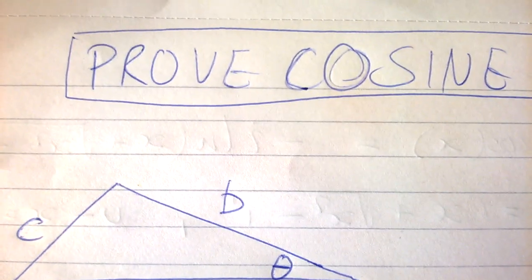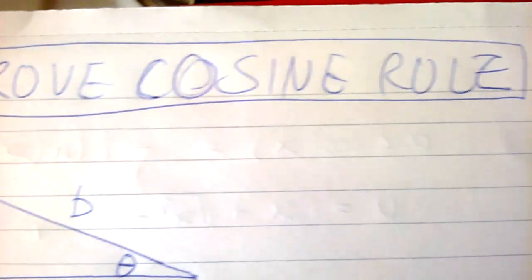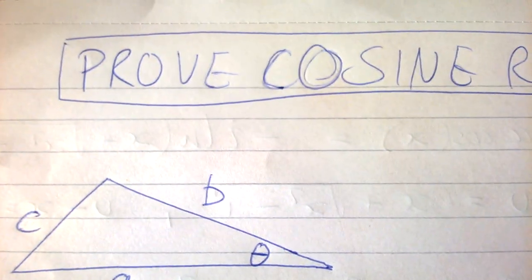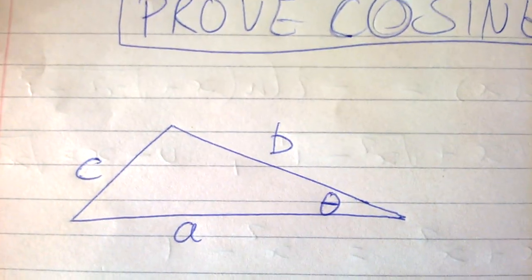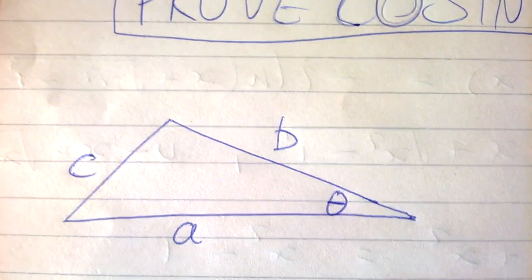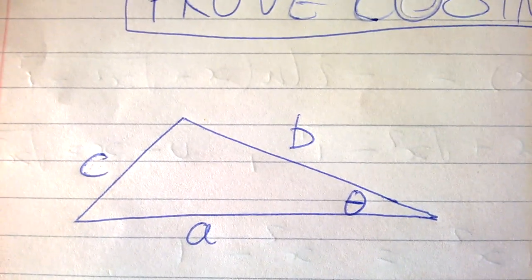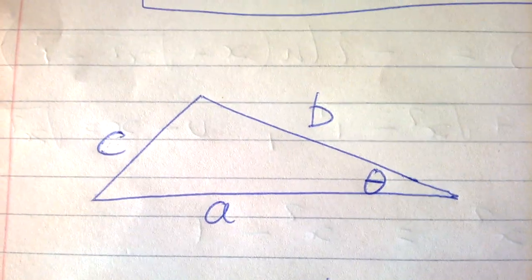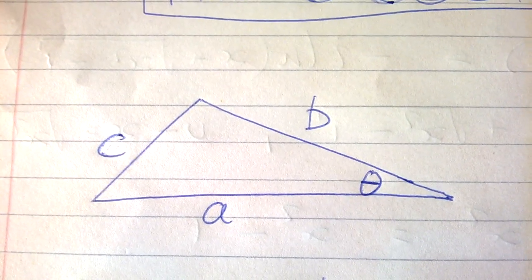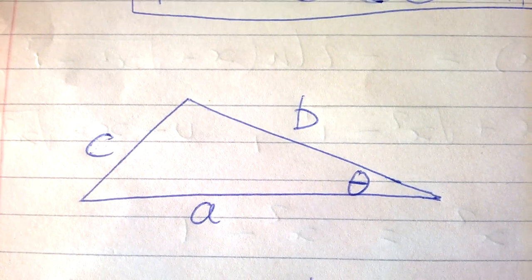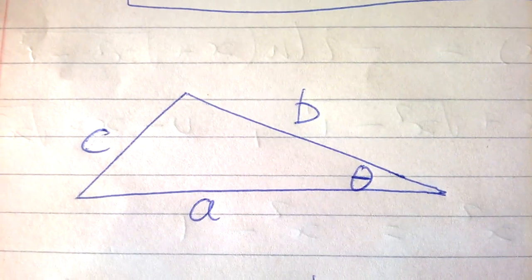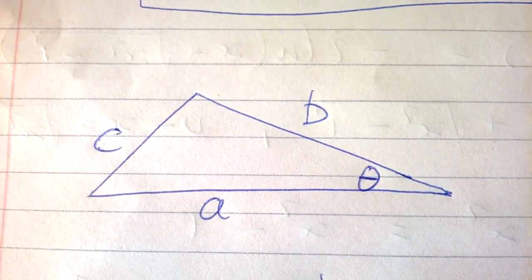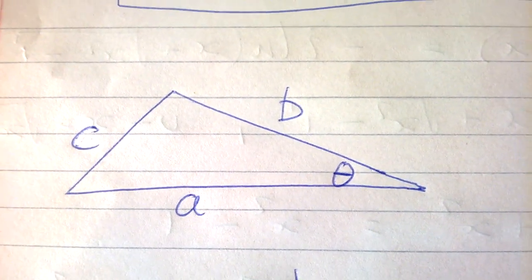Hi, how to prove the cosine rule. Okay, so I'm starting off with just any old triangle. Just for convenience, I've drawn one of the sides horizontal. So we want to calculate c, or c squared, in terms of a, b and theta, where theta is the angle furthest away from c. That's how the cosine rule works.